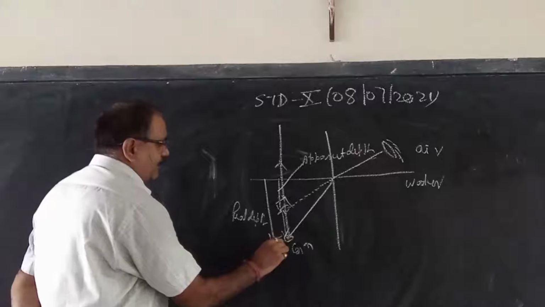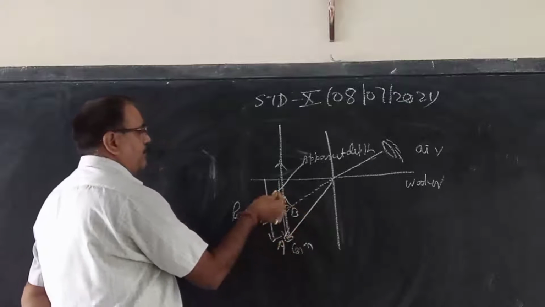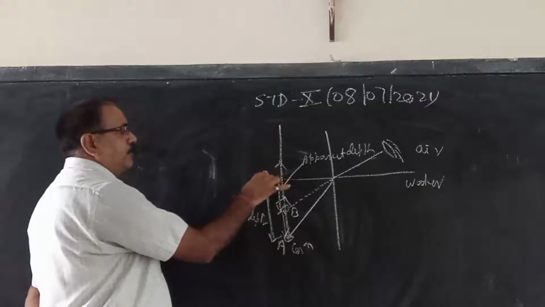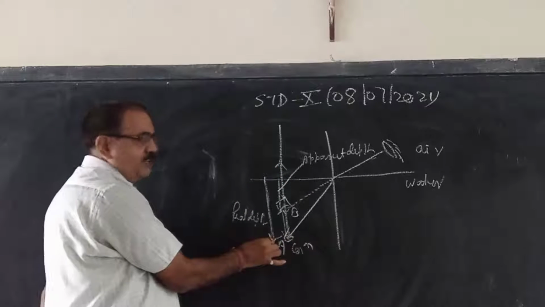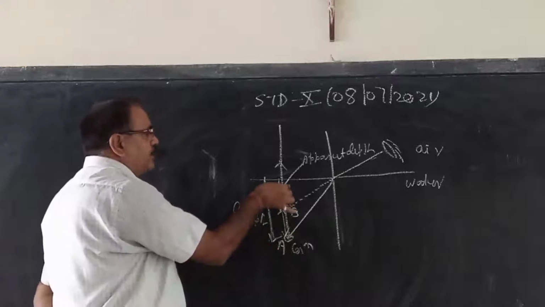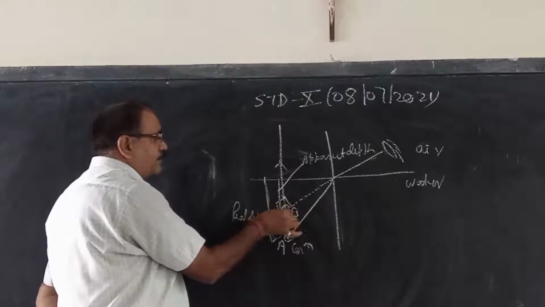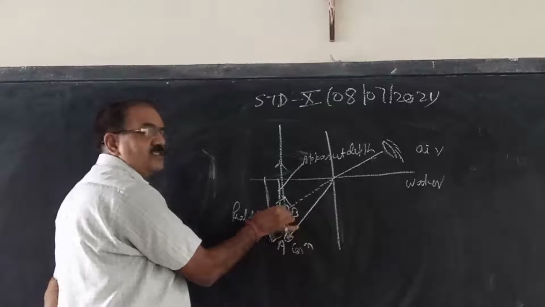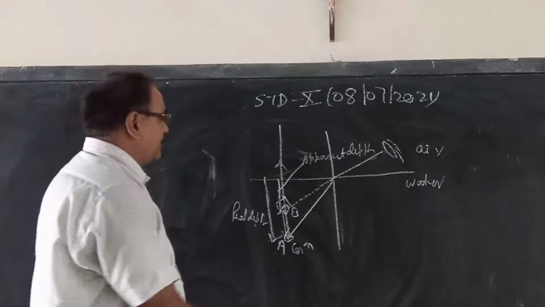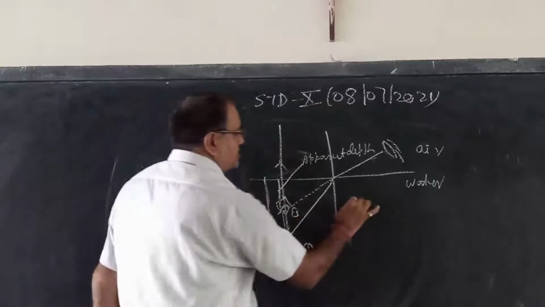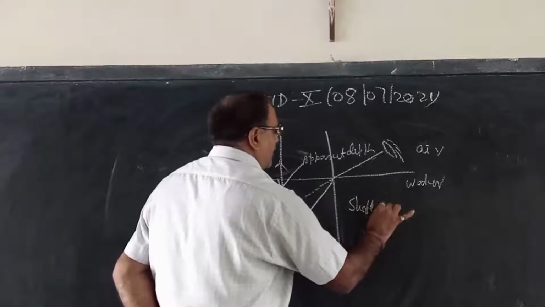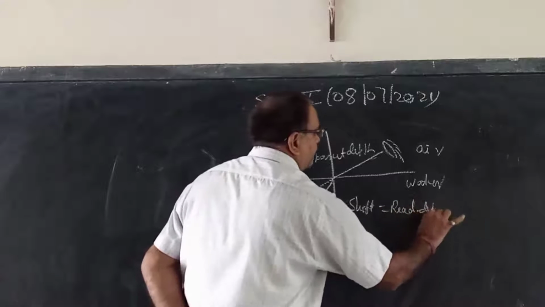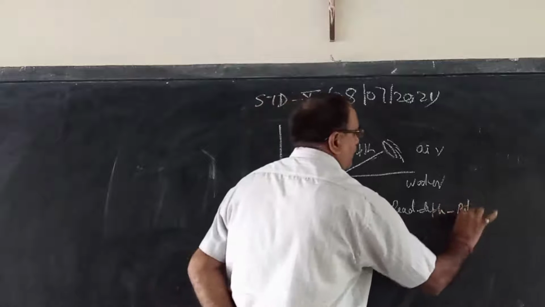Once again, this is A, this is B. From the separating surface to A is the actual depth, the real depth. And because of refraction, the point appears at B. From the separating surface up to B is the apparent depth. So what is the shift? This much shift takes place. So shift is equal to real depth minus apparent depth.